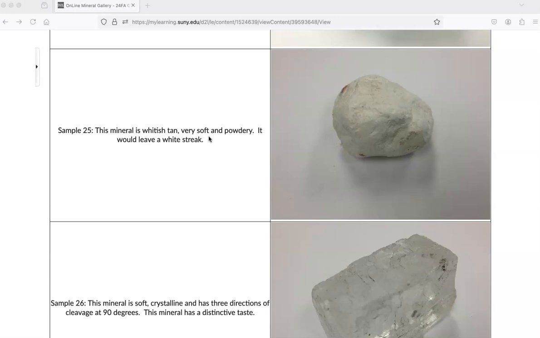25. 25 gets called talc a lot. Why not, right? It's powdery, it's white, it's arguably sort of slippy in your fingers. And then somebody in the group says, but talc has cleavage. This doesn't have cleavage. Oh. So it's not talc, it's what? Kaolinite, yeah. So if you called it talc, that's a good wrong answer, but it is still a wrong answer.